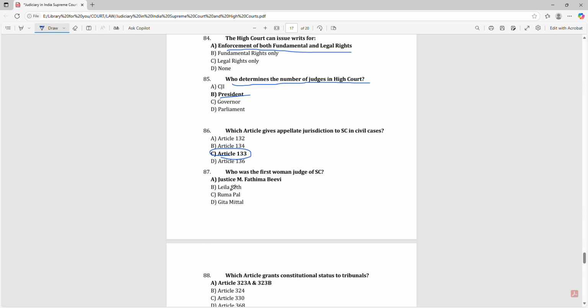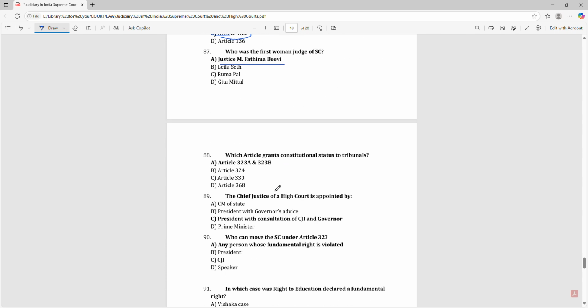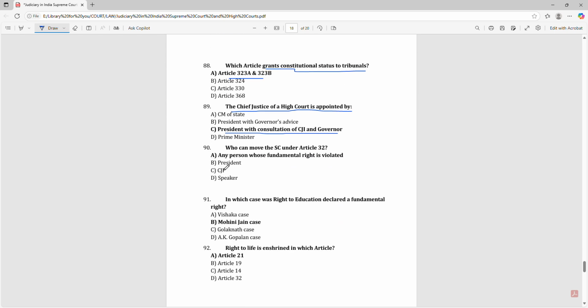Article 133. Who was the first woman judge of Supreme Court? Justice M. Fatima Bibi. Which article grants constitutional status to tribunals? Article 323A and 323B. The Chief Justice of a High Court is appointed by the President in consultation with the CJI and Governor. Who can move the Supreme Court under Article 32? Any person whose fundamental right is violated.